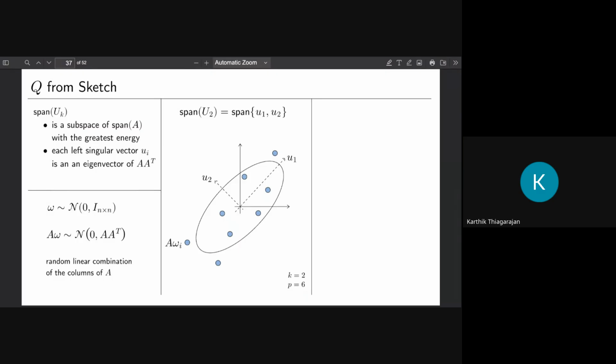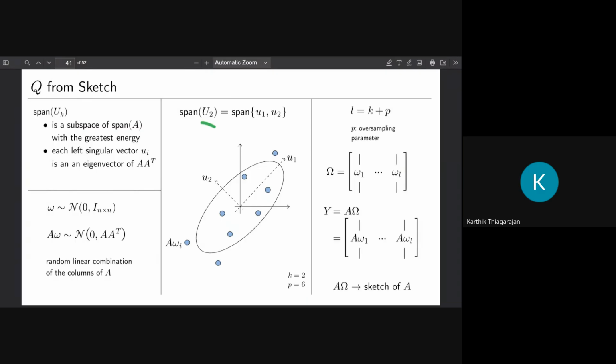So once you have that, the rest of it is going back to the lecture. You have L equal to K plus P, and each column is one such random vector. There are L such columns, and A times omega is what is finally called the sketch. So there are L random linear combinations of the columns of A, and the hope is that once you orthonormalize this, you have Q in place, and that Q is a good approximation for U_K. So that's the idea. Now you go back to the algorithm. Once this is done, the algorithm is quite straightforward.